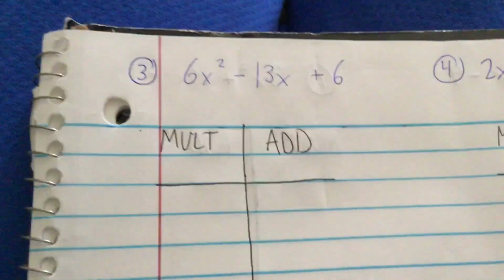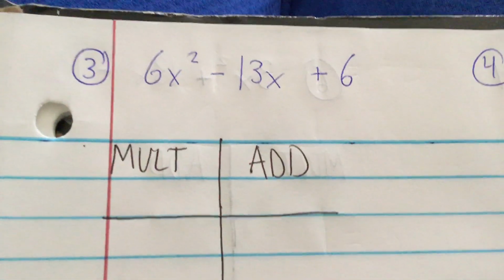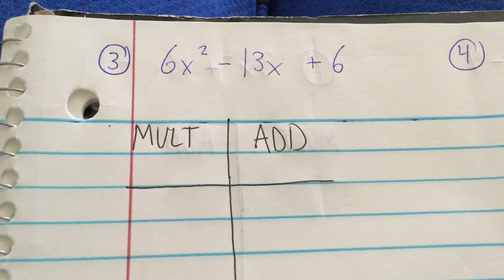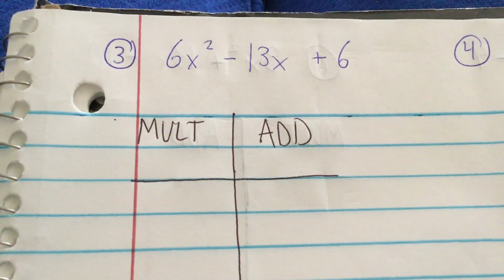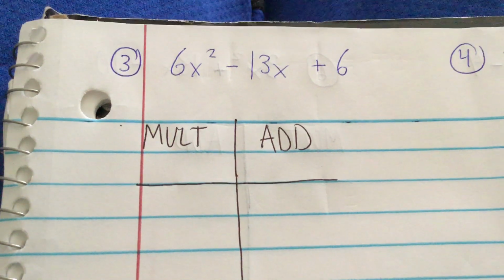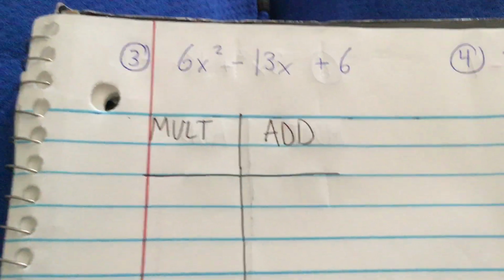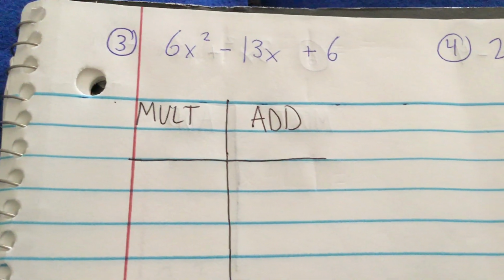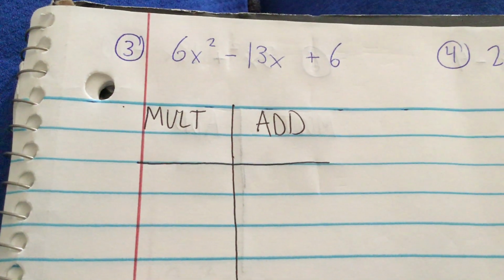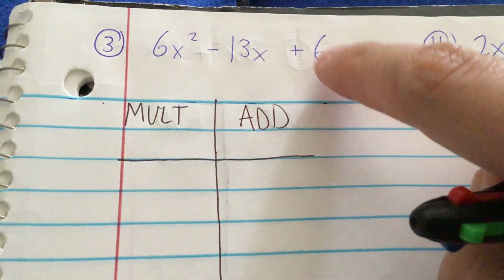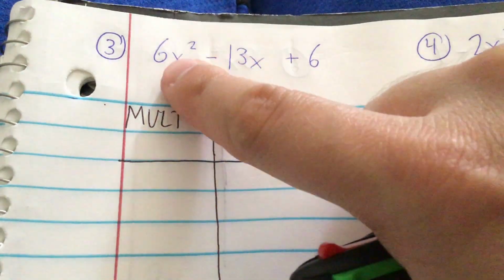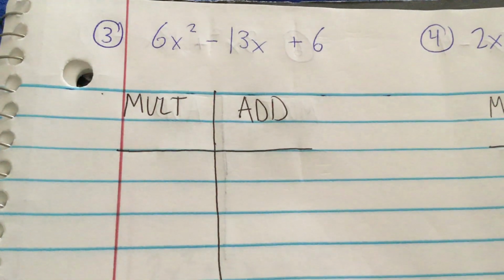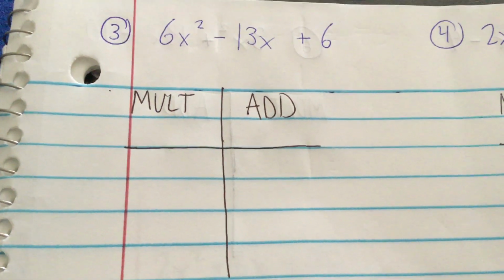All right, number 3 is a little bit different. 6x squared minus 13x plus 6. First things first, can I factor something from all three of these terms? No. I can divide by 6 from 6 and 6, but I can't divide by 6 from 13. I can't divide by 3 from all three of these terms. I can't divide by 2 from all three of these terms. So it doesn't really help me out.